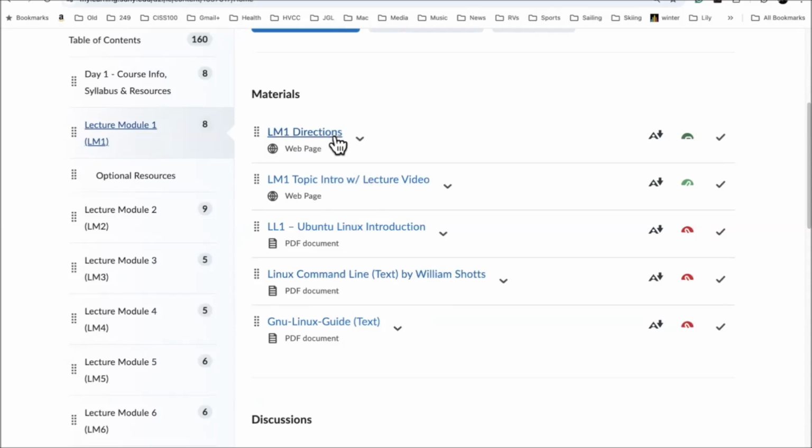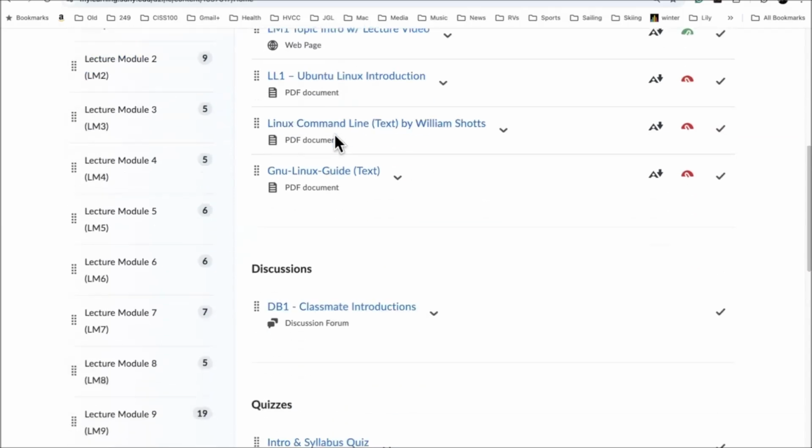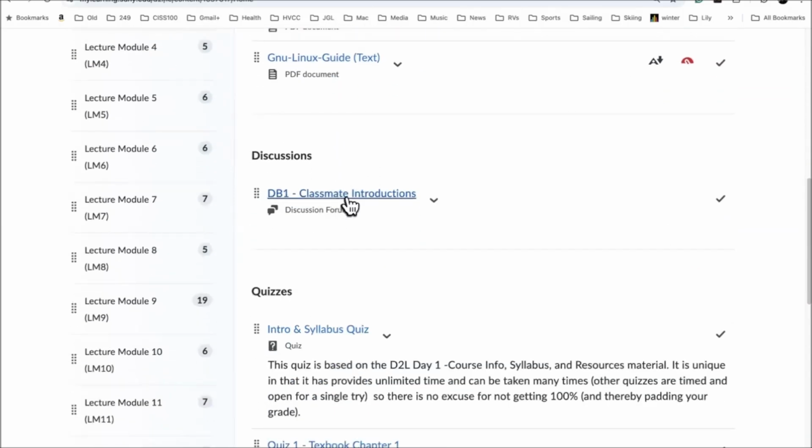So in the directions, of course, lecture module 1, read chapter 1, take quiz 1. There's a first discussion board. And again, as I mentioned, the DB1 classmate introductions, there will be instructions there. For this first discussion board, if you're uncomfortable providing any information about yourself, just say, I am James. You get full credit, okay?